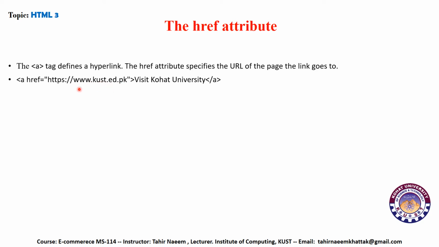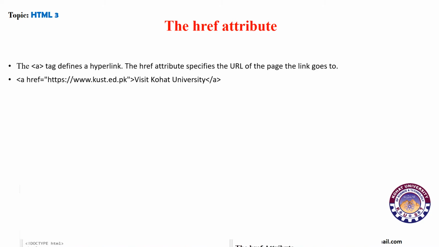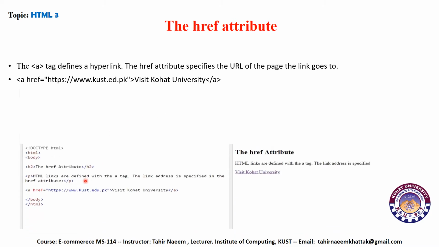https://www.cus.edu.pk, which is the address of Cohort University of Science and Technology. And here I have enclosed this address in double quotes. Then I wrote "Visit Cohort University". Then I have closed this hyperlink. So here is the example, look at this.